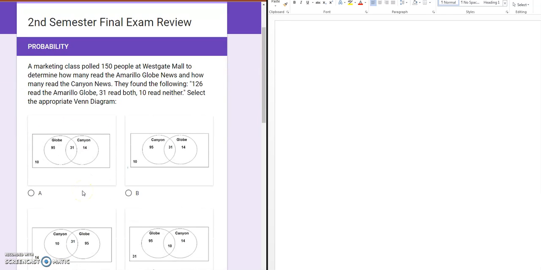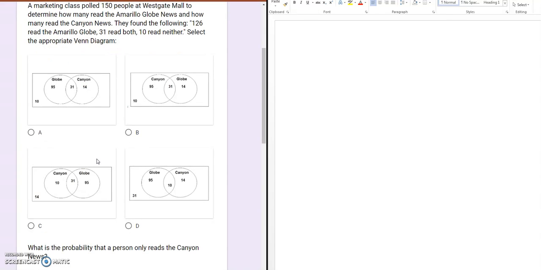Now looking at probability, a marketing class polled 150 people at the Westgate Mall to determine how many read the Amarillo Globe and how many read the Canyon News. They found out that 126 read the Amarillo Globe, 31 read both, 10 read neither. Select the appropriate Venn diagram.